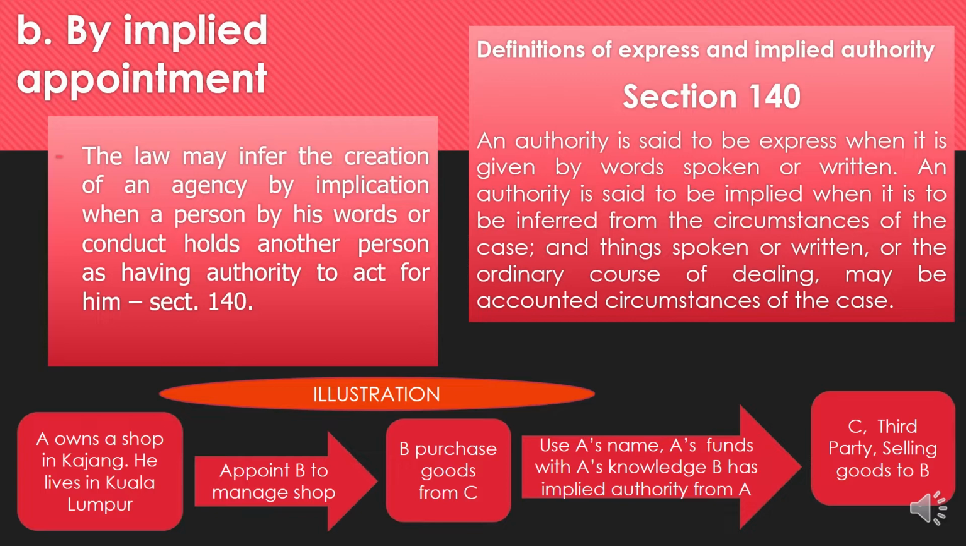Even though A never goes to C and says, "See, B is my agent." No, I never do this. We do it impliedly by the action of B and A's acknowledgement. It becomes implied appointment. From the perspective of C, B is the agent of A.